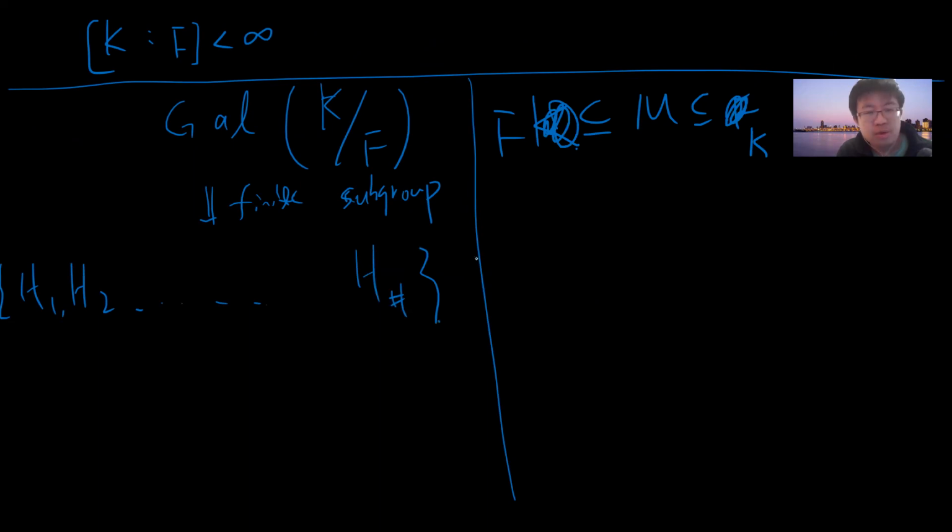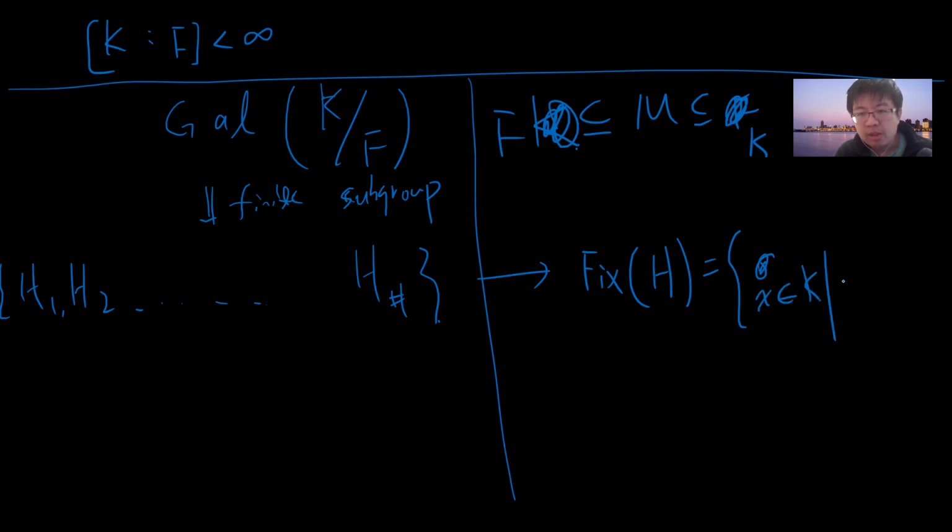And so in order to construct an intermediate field from left to right, the idea is that you take a group and then you take the so-called fixed field, right? So you can take Fix(H), which means all the elements x belonging to the large K such that sigma(x) equals x for all sigma belonging to H. Okay, so this is a fixed field, which is a field.